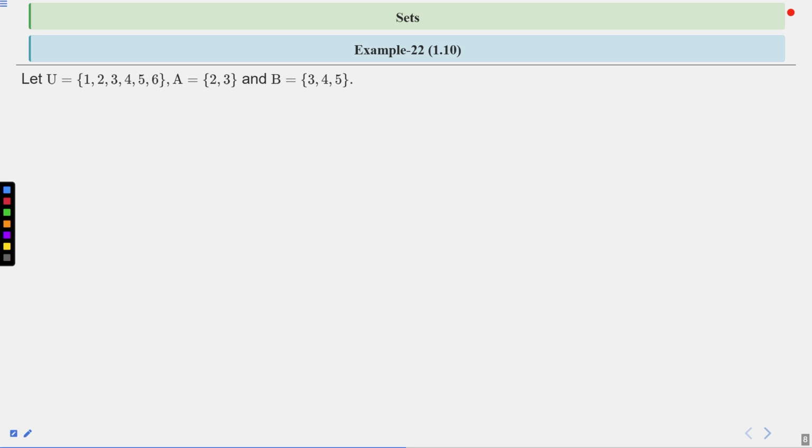Now another example. Here the universal set has 6 elements: 1, 2, 3, 4, 5, 6. A is a subset of U with 2 elements, 2, 3. B is a subset of U with 3 elements, 3, 4, 5. You have to find A complement, B complement, A complement intersection B complement, A union B, and hence show that A union B whole complement is the same as A complement intersection B complement. So try to answer this.